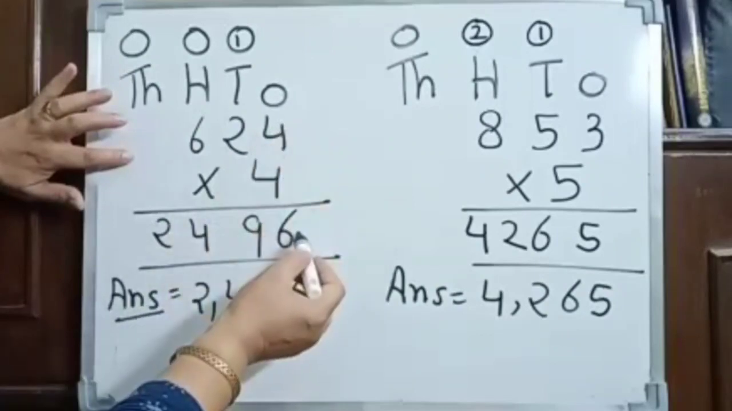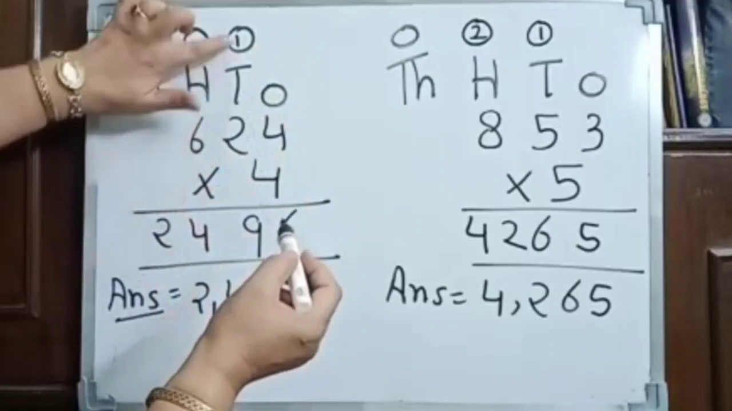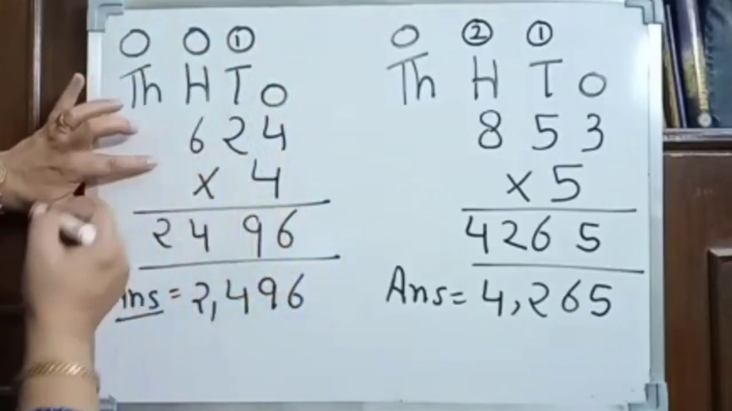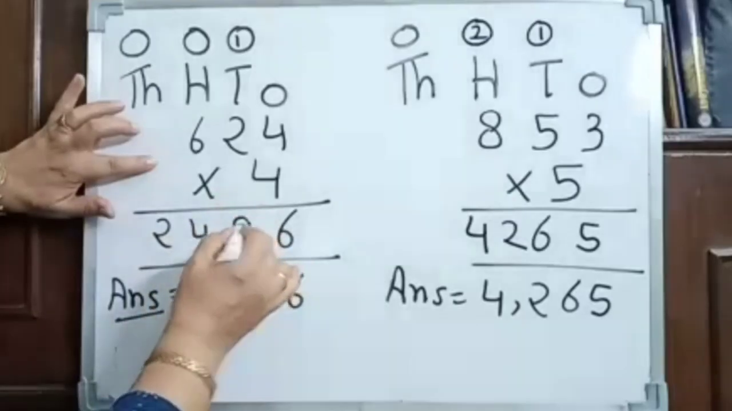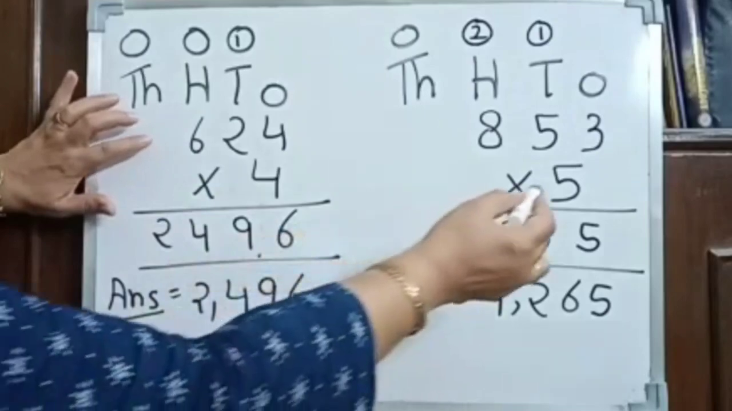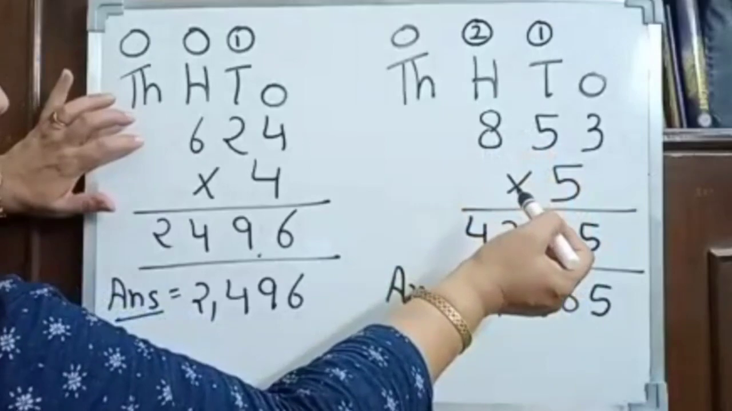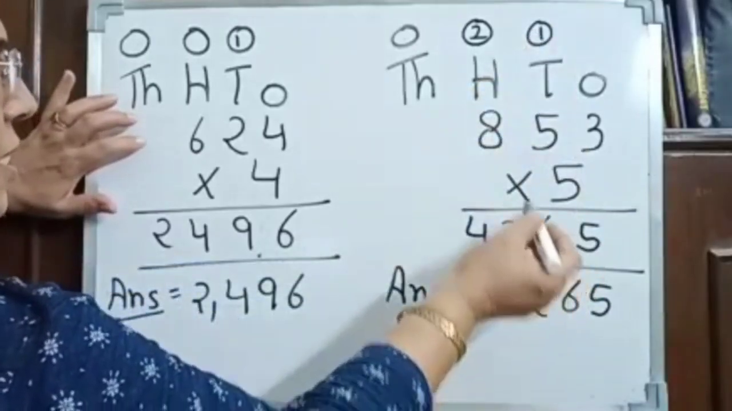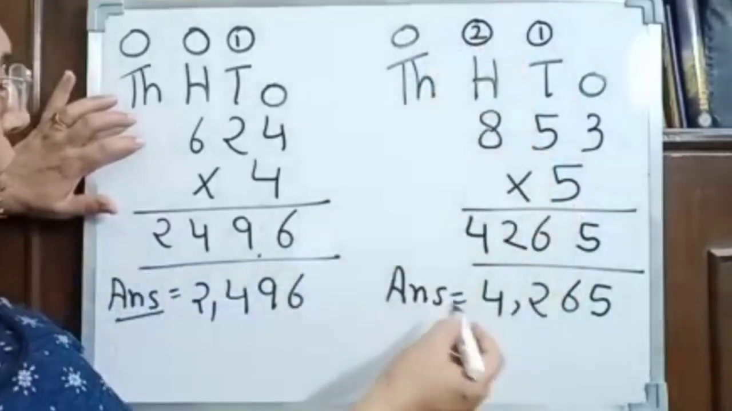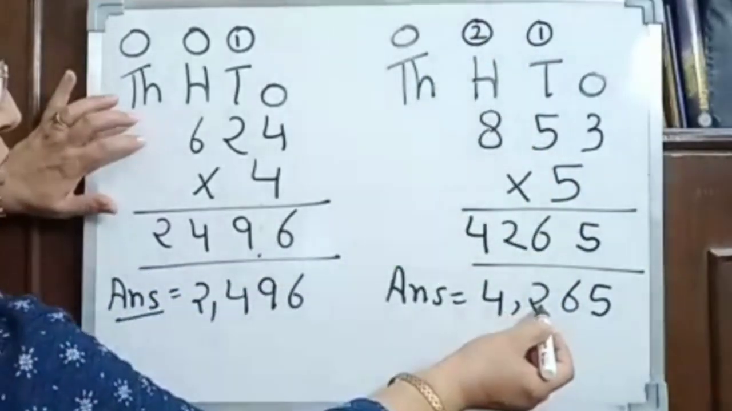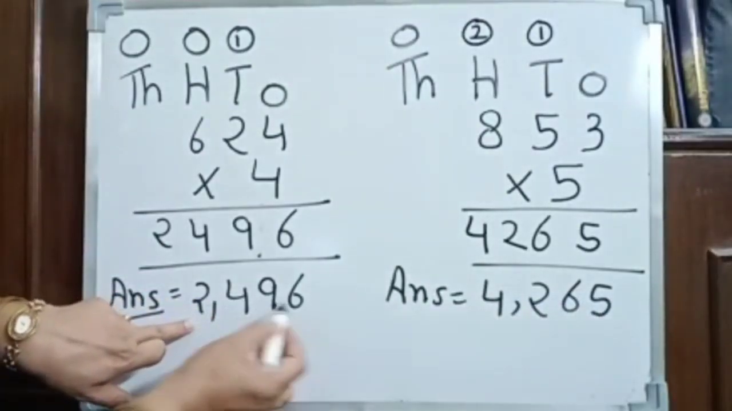So 4 fours are 16, 6 is here, 1 carry. 4 twos are 8 and 1, 9. 4 sixes are 24. So 9, there is no carryover. Simple, 9 is here, 24. Again 5 threes are 15, 5 carry 1. 5 fives are 25 and 1, 26. Carry 2. Now 5 eights are 40 and 2, 42. So the answer is 4265, a 4 digit number, and 2496.